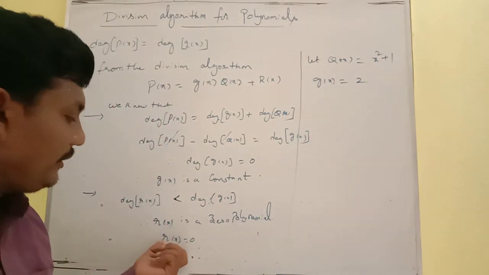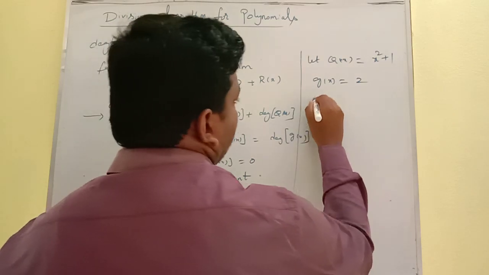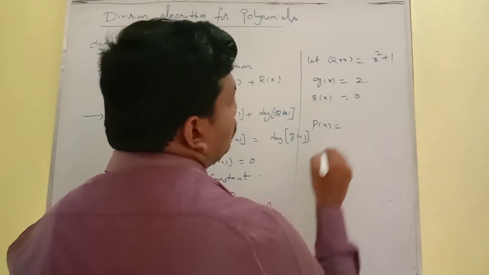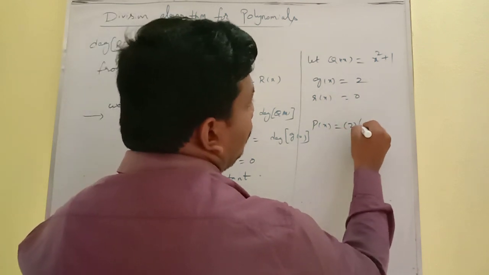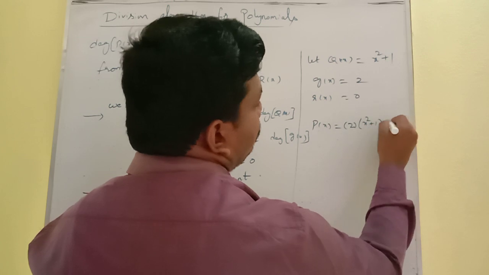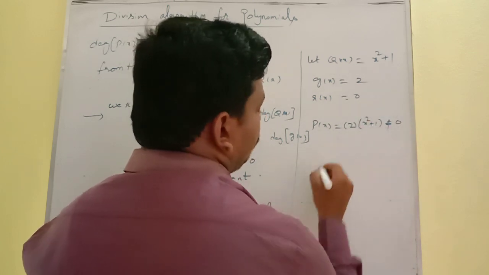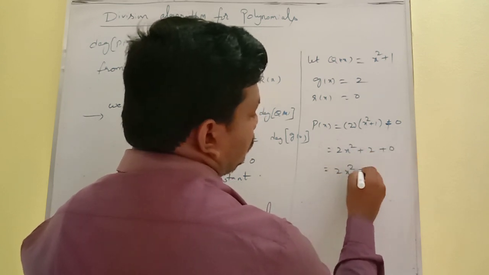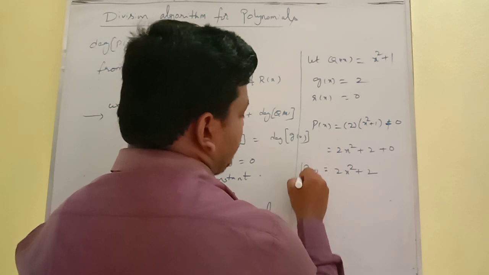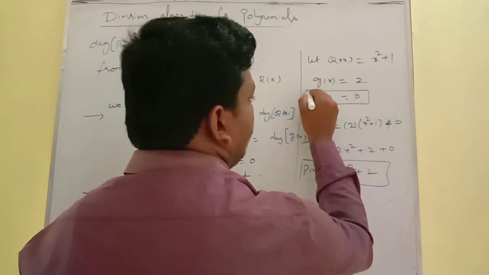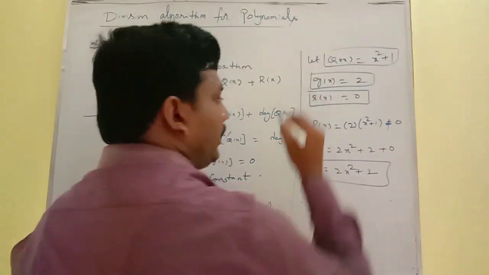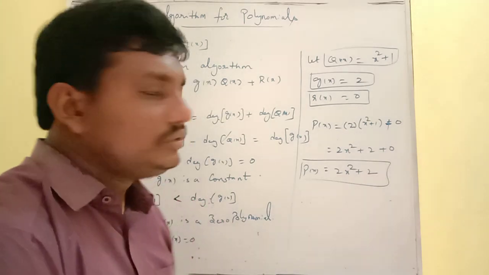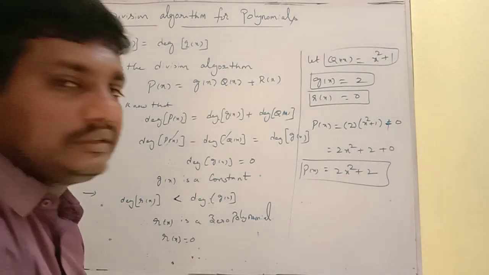Okay. Now what about r of x? r of x must be 0. Now what is the polynomial p of x? p of x is equal to g of x, that is 2, into q of x, that is x square plus 1, plus r of x, which is 0. Then 2x square plus 2 plus 0, the answer is 2x square plus 2, that is p of x. We are giving examples like this. So you can give your own examples for this question.